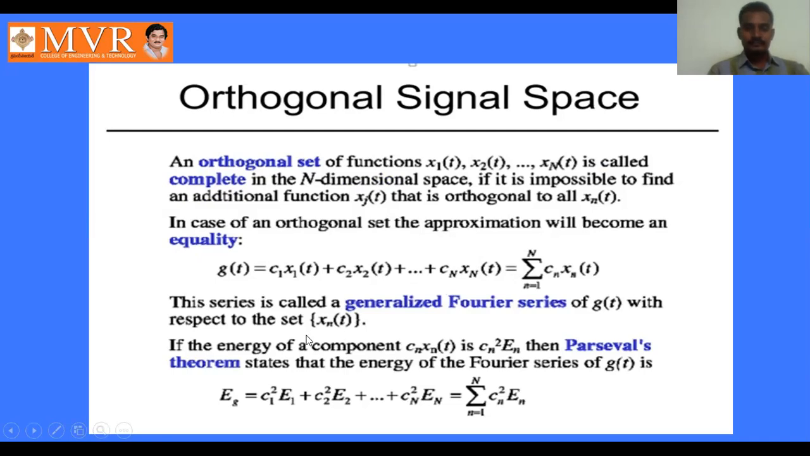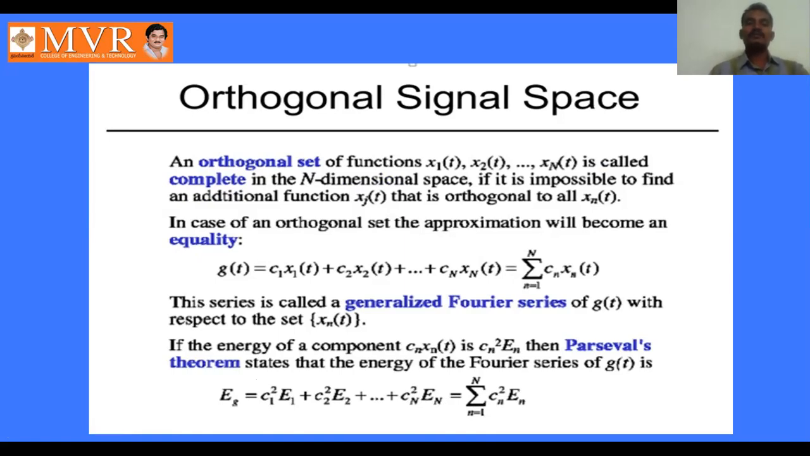If the energy of a component cn xn(t) is cn squared times En, then Parseval's theorem states that the energy of the Fourier series of g(t) is Eg = c1 squared E1 + c2 squared E2 plus up to cn squared En. This is nothing but the summation over n from 1 to n of cn squared En.